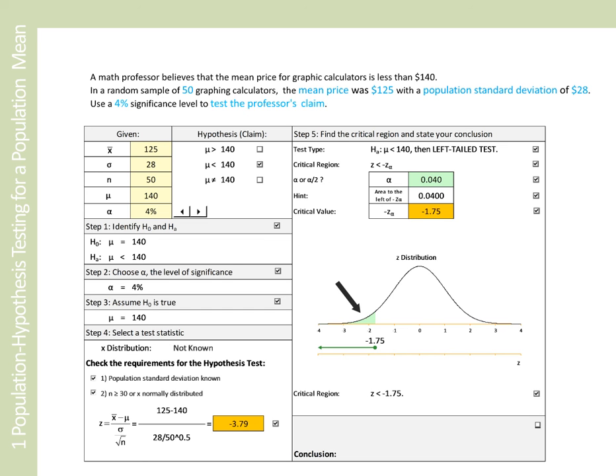Please recall that we have to prove the claim that the population mean is less than $140. The test we'll perform is a left-tailed test. The area under the left tail is 4%. The corresponding z-score is -1.75. The critical region is made of values less than -1.75. As you can notice on the graph, the observed test statistic z equals -3.79 falls in the critical region. We reject the assumption, the null hypothesis, and accept the alternate hypothesis. At 4% level of significance we have proved that the population mean is less than $140.